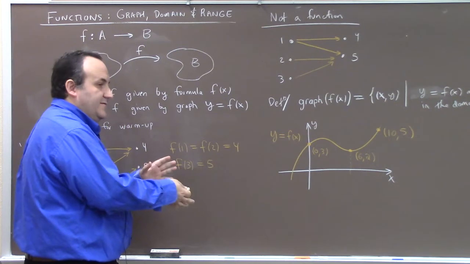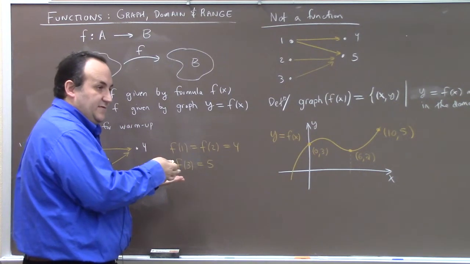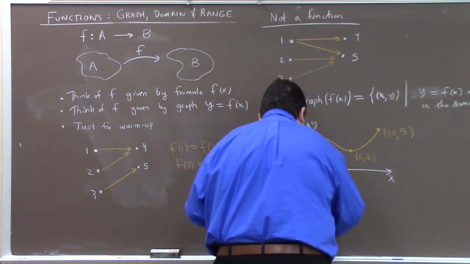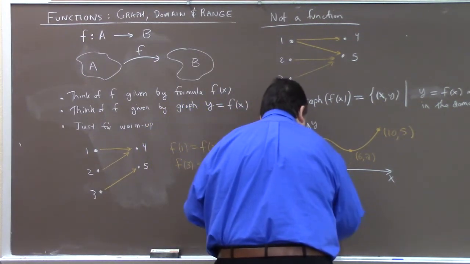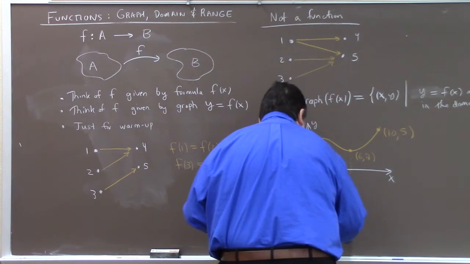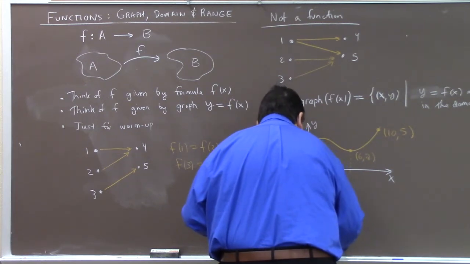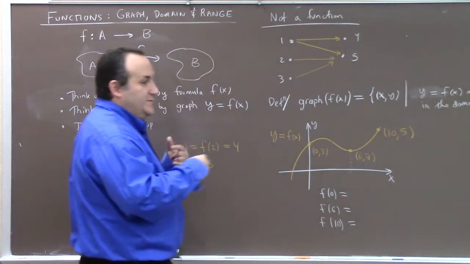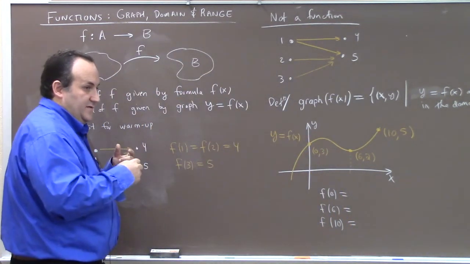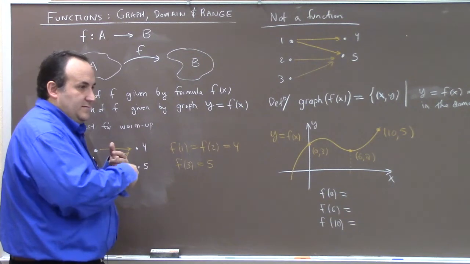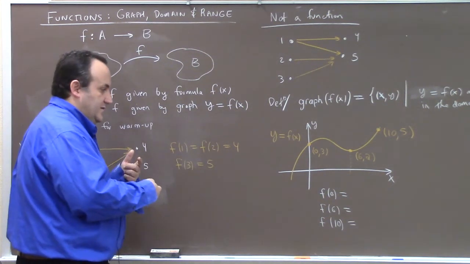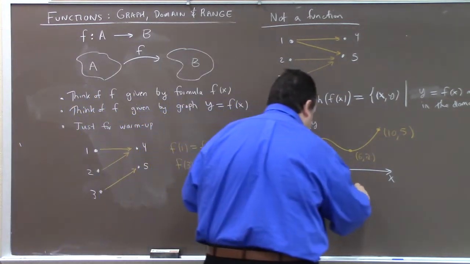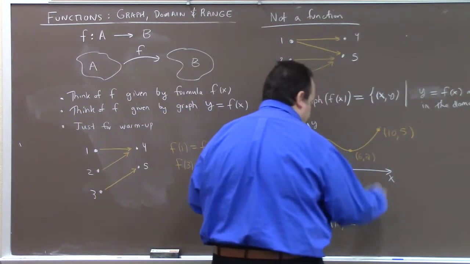Well, from that graph, you can figure out certain values of the function, right? You can tell me f of 0 equals something, f of 6 equals something, f of 10 equals something. So we input the x value into the function, right? And we output the y value. So what's f of 0? 3, right? f of 6? 2. f of 10? 5.